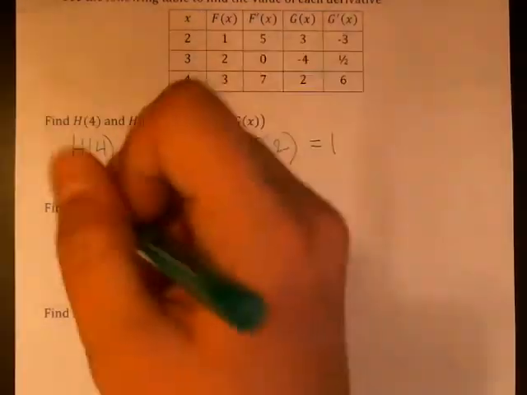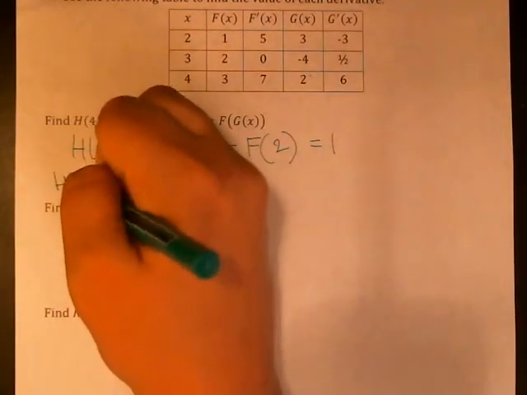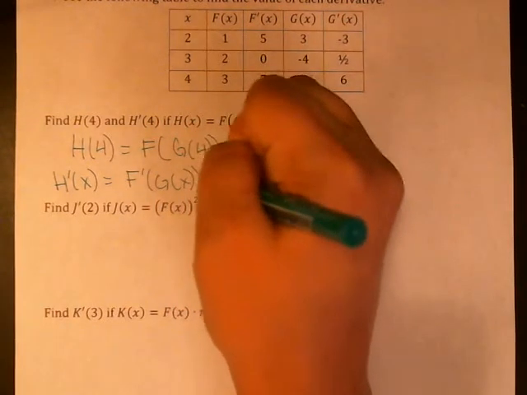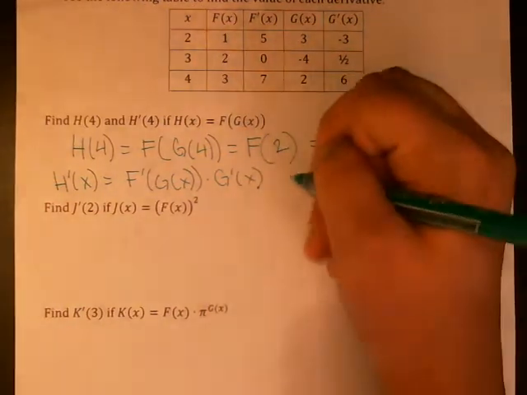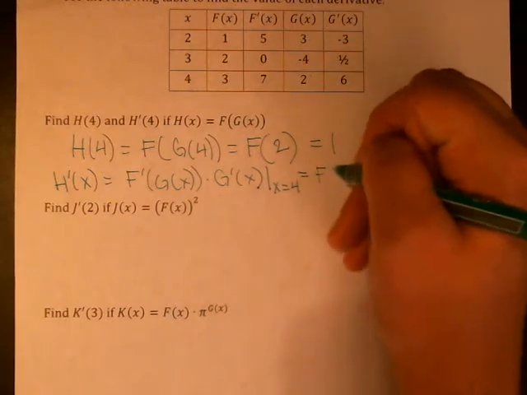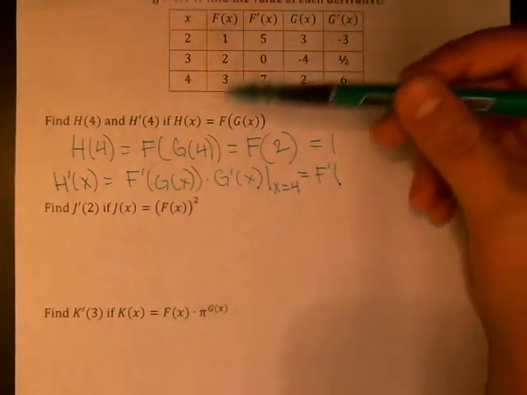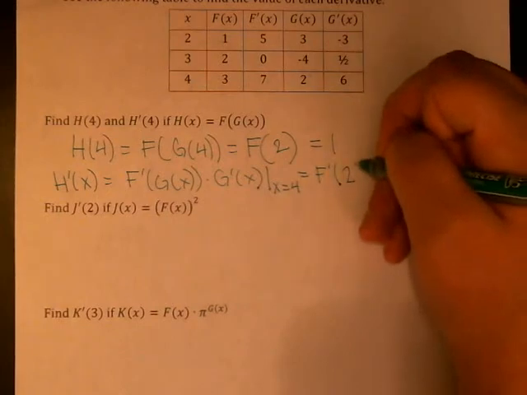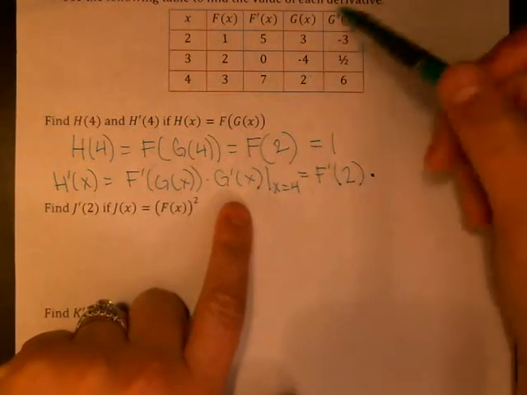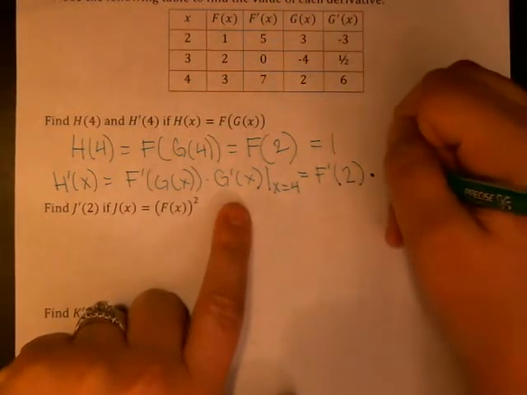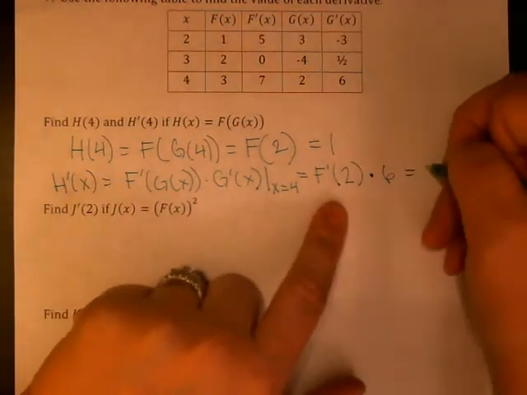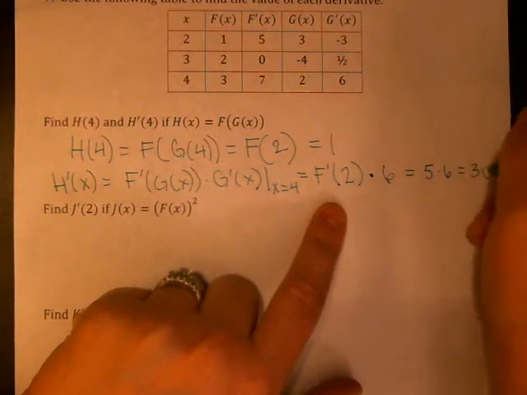And then the other thing we need to do is say, okay, well, h prime of x is going to be f prime of g of x multiplied by g prime of x. It's just our chain rule. And if we want to evaluate that at x equals 4, we're going to get f prime of g of 4, which is that 2 that we used earlier, multiplied by g prime of 4. g prime of 4 is 6. And then we'll have one last step because we need to find f prime of 2, which is 5. So we get 5 times 6, which is 30.